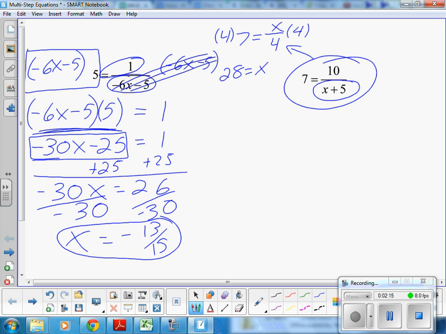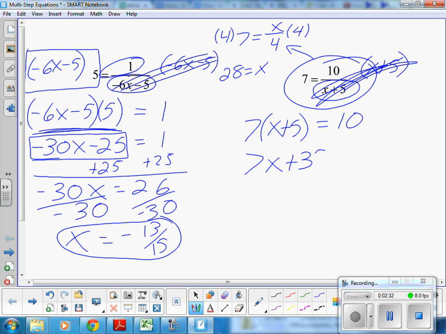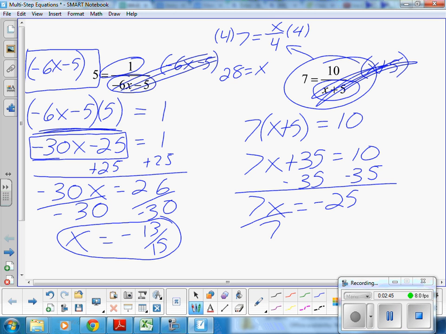When I do that, I end up taking 7 times x plus 5, and that will equal 10, because the x plus 5, when I multiply on the right side, will cancel, just leaving me 10 on the right side. 7x plus 35 is equal to 10. Subtract the 35 from both sides. 7x equals negative 25. Divide by 7, divide by 7. X equals a negative 25 sevenths. That is my answer.